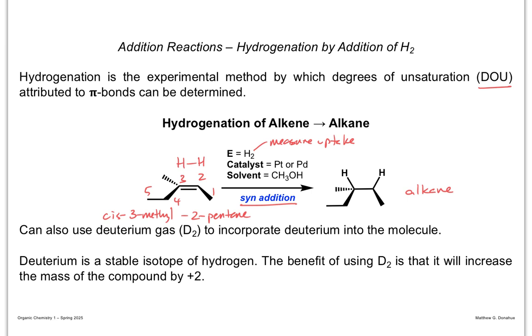You can also use a stable isotope of hydrogen called deuterium. So instead of adding H, you add D. Because the deuterium atom is heavier, overall your mass would be 2 mass units more than the parent. Any questions?